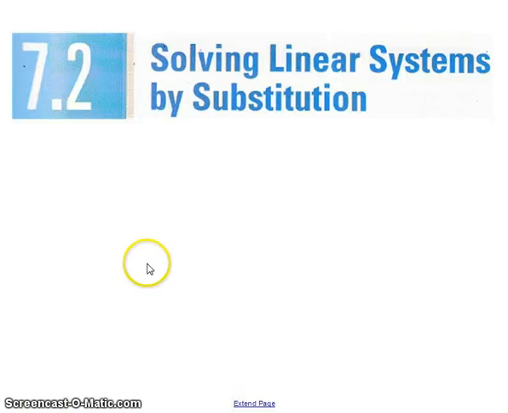Hello, Algebra 1. We have been talking about how to solve linear systems for the past couple of days, but we've been drawing graphs to do that. Chapter 7.2 teaches you an alternative method that's faster and tends to give answers that are more reliably accurate. It's called the substitution method.